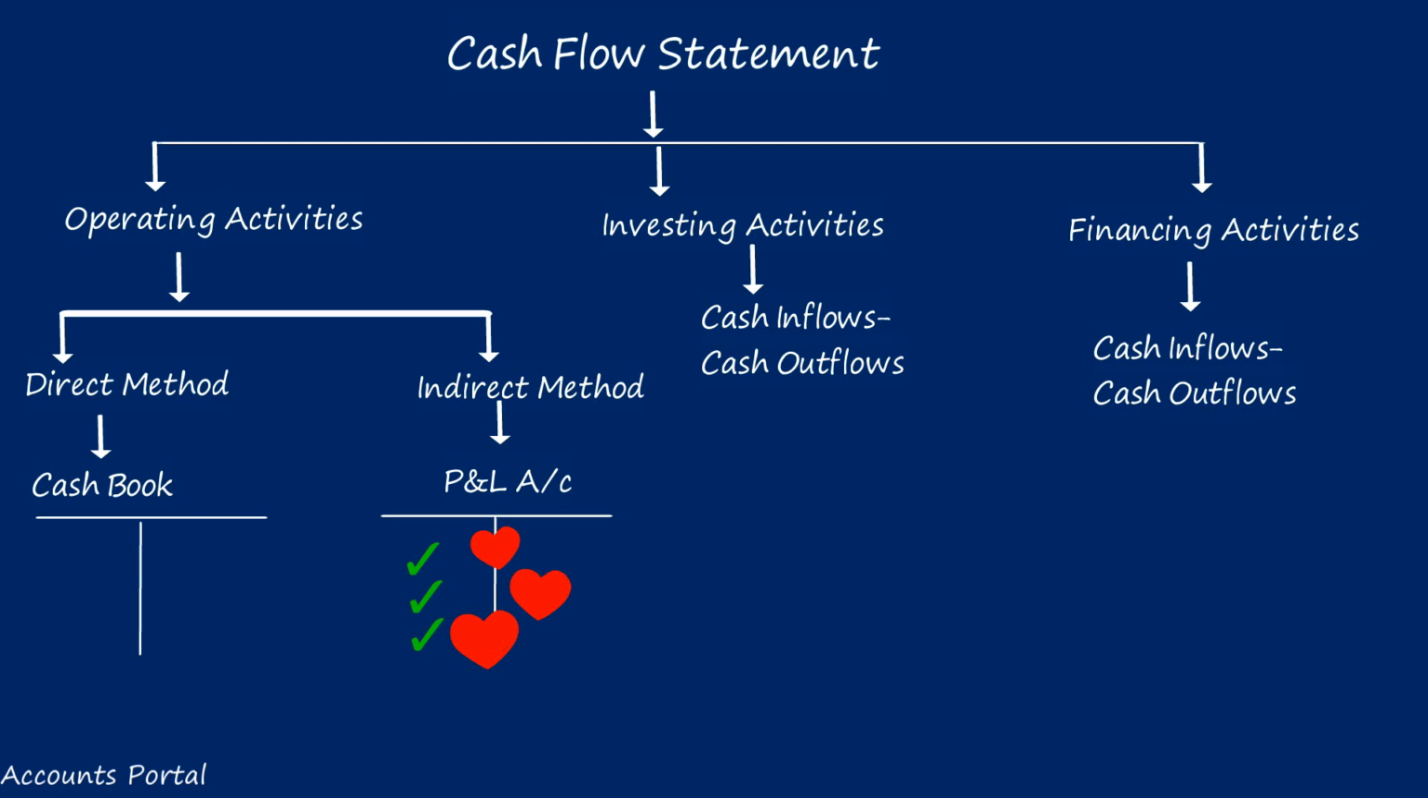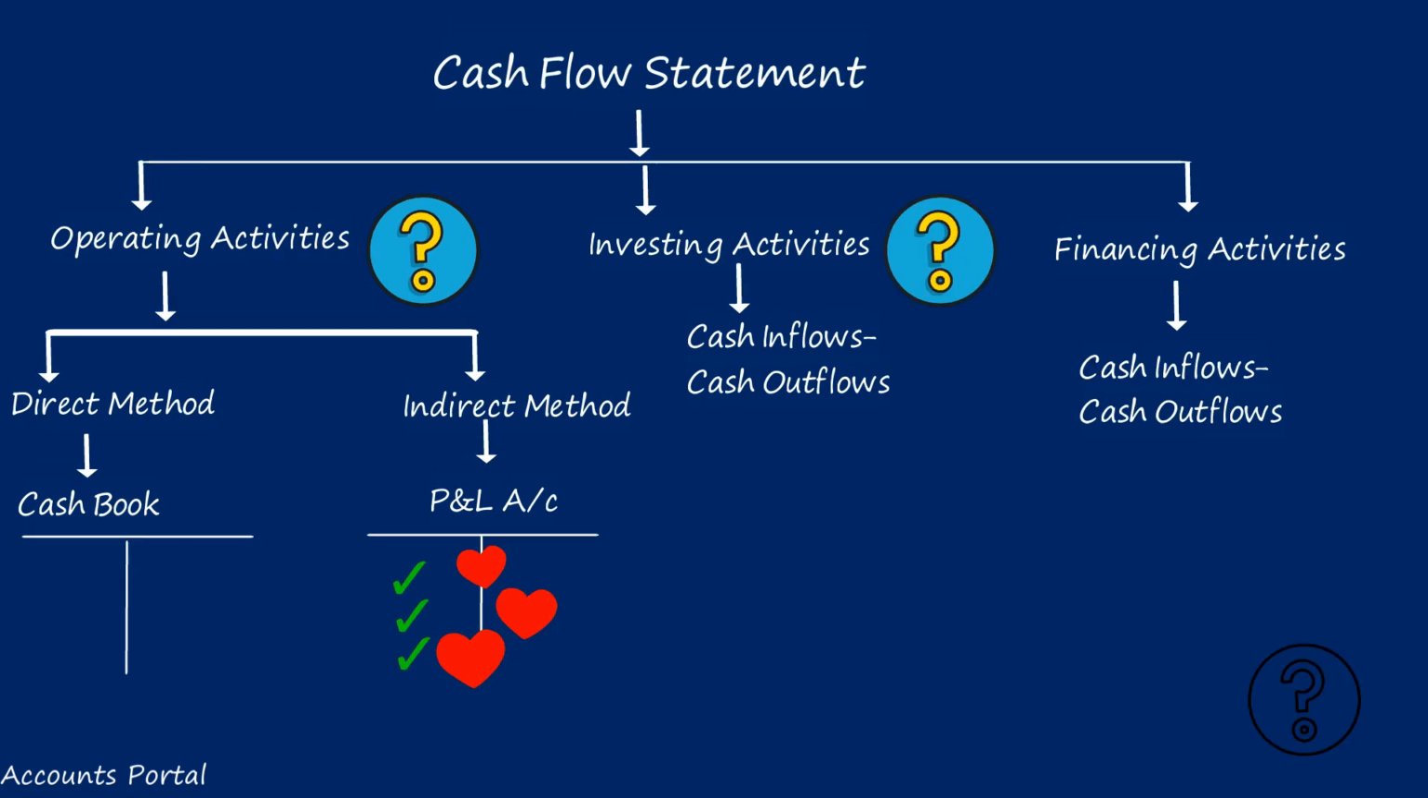Whichever method you use, the answer should remain the same. So, direct method or indirect method, only which one will change? Operating activity. Rest all approaches, irrespective of method, will remain the same. The major task is how to segregate the cash flows under operating activity, investing activity, and financing activity. That is only by definition.